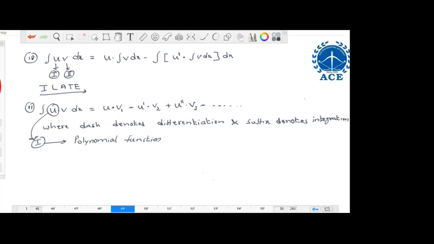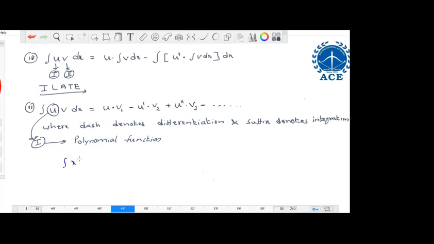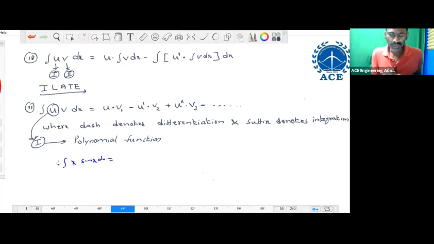To do the above problem in an easy way, we apply the second one, the generalized integration by parts formula. The second one is applicable when the first function is a polynomial function, suppose x into sin x. We can do this by this method also. According to the highlight, x is the first function and sin x is the second function. First function is polynomial, so we can do this problem easily just by using this.